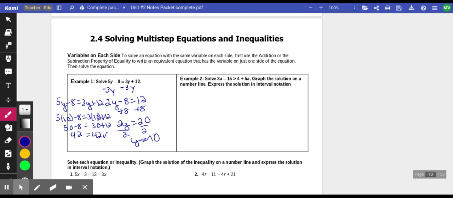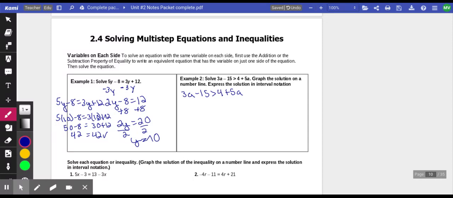When I'm solving an equation or an inequality, 3a minus 15 is greater than 4 plus 5a, I do the same method. Now here, it makes the problem easier if you move the smaller one. That way I don't have negatives, because when I divide both sides by a negative, I need to flip the inequality. And by moving the smaller, I can tend to avoid that.